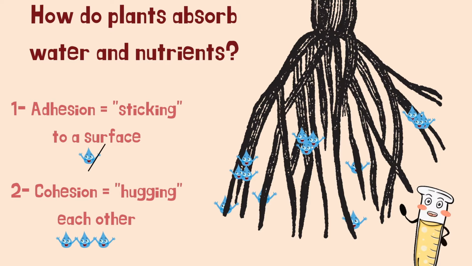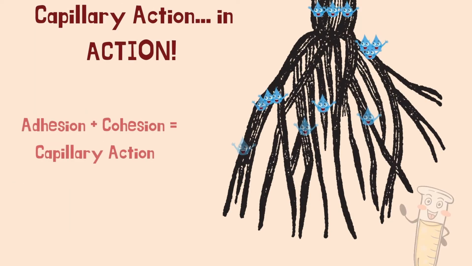You might be asking me, how does that happen? How do plants absorb water and nutrients through their roots? Well, this happens through 2 phenomena called adhesion and cohesion. First, the water droplets will stick to the tube, and this is called adhesion. Then, the water droplets will hug each other really tightly in order to move from one end of the tube to the other, and this is called cohesion. So, cohesion plus adhesion give us capillary action. And it's through capillary action that the plants absorb water and food to grow.